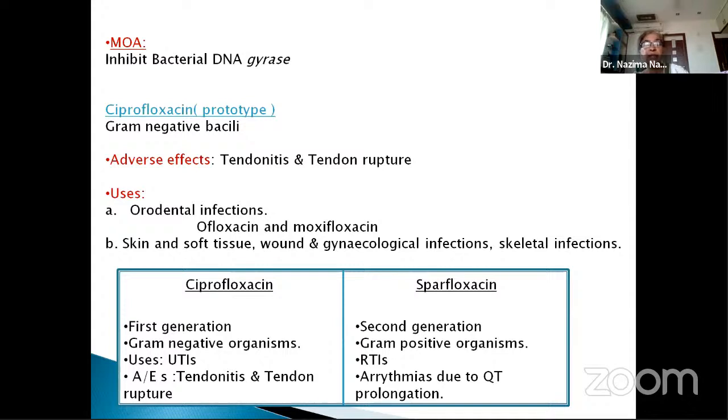The newer drugs, that is the second generation fluoroquinolones like sparfloxacin, mainly have activity on the gram-positive organisms. So they are more effective on the gram-positive organisms as compared to ciprofloxacin. However, there is an adverse effect related to this drug: it causes QT prolongation, which may lead to arrhythmia. So this side effect has to be kept in mind when using this drug.